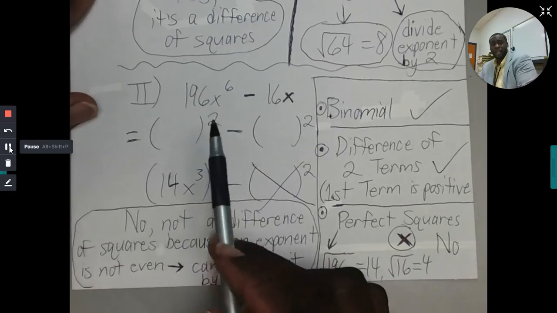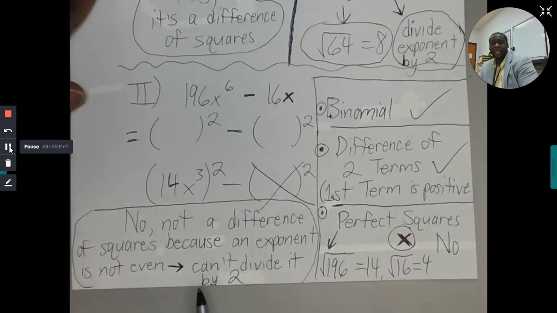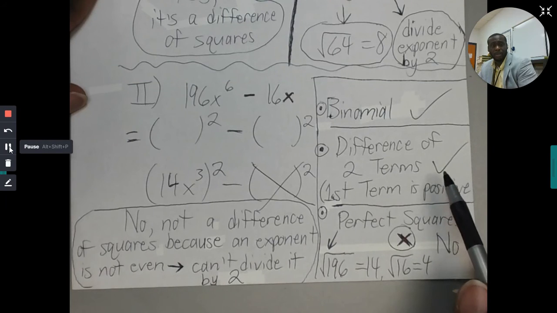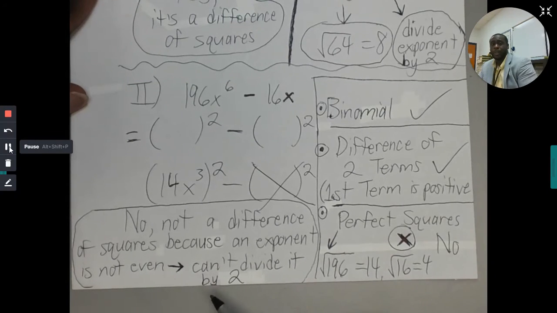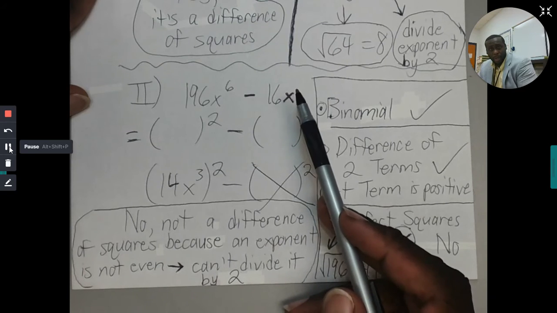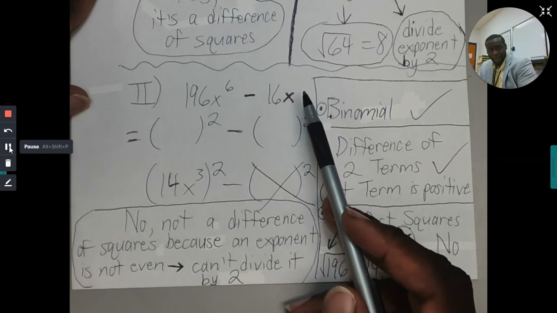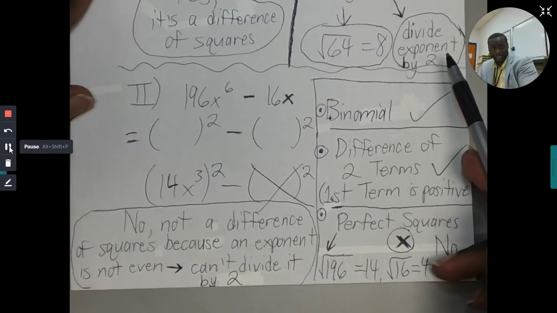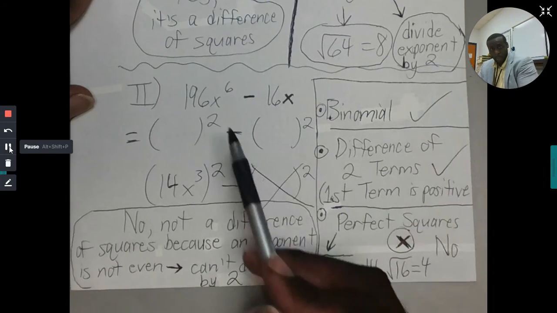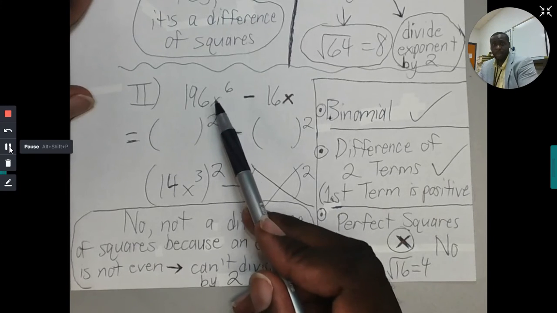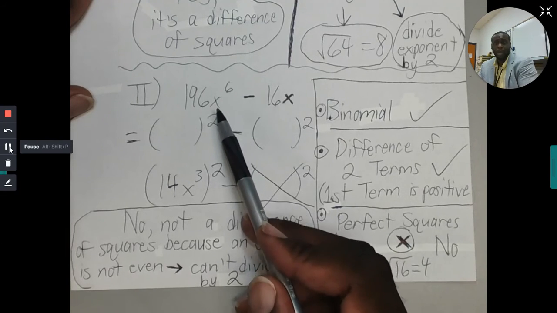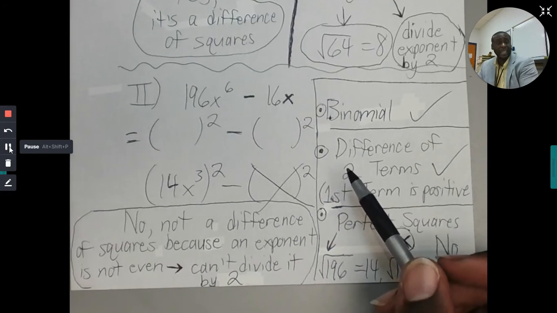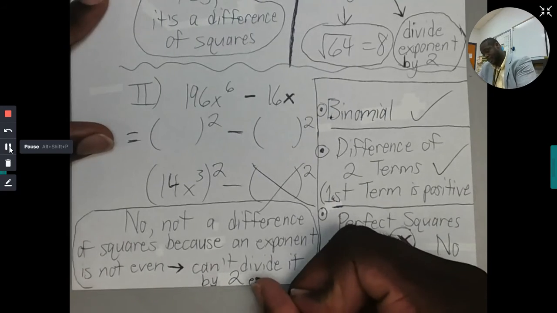So again, folks, this second example here is not a difference of squares because even though it meets most of the criteria, most of the requirements, this exponent here for the x is x to the 1st power. That exponent is not even, which means you cannot divide that exponent by 2. Even though we were able to divide that first exponent by 2, we can't divide this one by 2. At least not evenly.